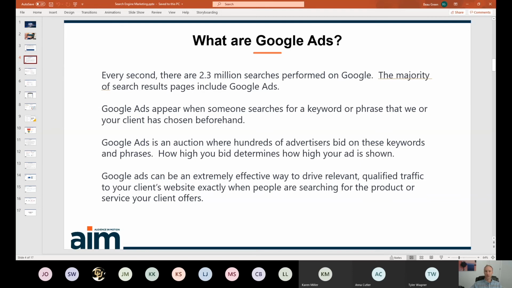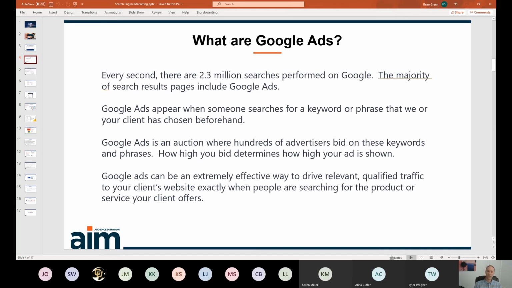Google Ads is an auction where hundreds of advertisers bid on these keywords and phrases, and how high you bid determines how high your ad is shown in the search results. So it's just a big auction where we say, hey Google, we want to bid on these keywords and phrases, and we want to show up for them. Depending on how high we bid, along with other factors, that will determine how high in the search results we show up for that keyword or phrase.